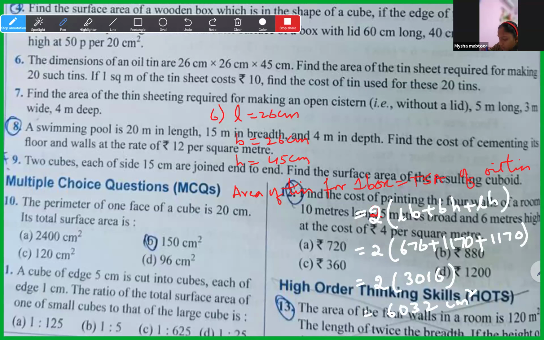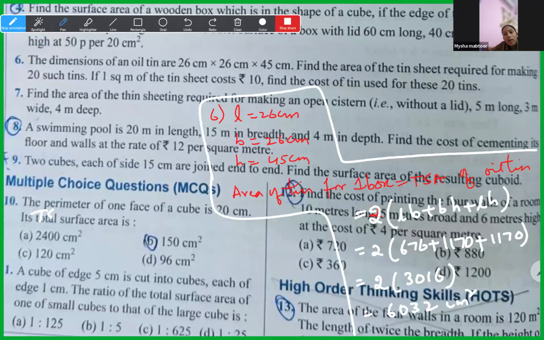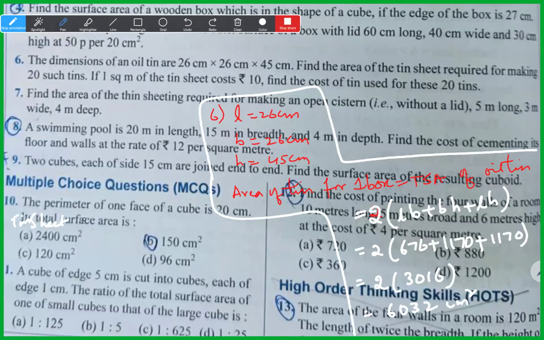So now, 6032 into 20, because we need to find for 20 boxes. So here, find the area of tin for making 20 boxes. The tin sheet for 20 boxes is equal to 20 into 6032.